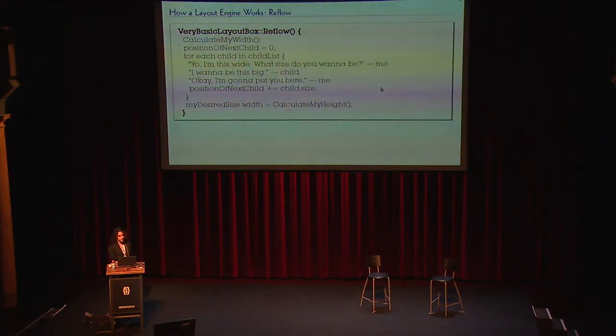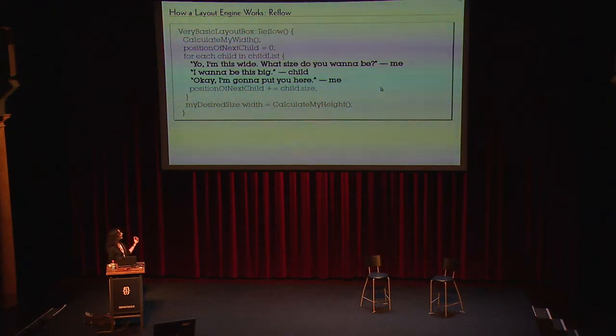And the first thing that a box will do when it's been told to reflow is, well, let's calculate what my width is going to be, because as we all know, the rest of the layout kind of depends on what that width is. So we find out what the width is. And then we go through all of the children and try and lay out the children and tell them what the width is. So we're like, hey, I'm this wide. What size do you want to be? And the child would be like, well, it calls its own reflow methods and does its own children.